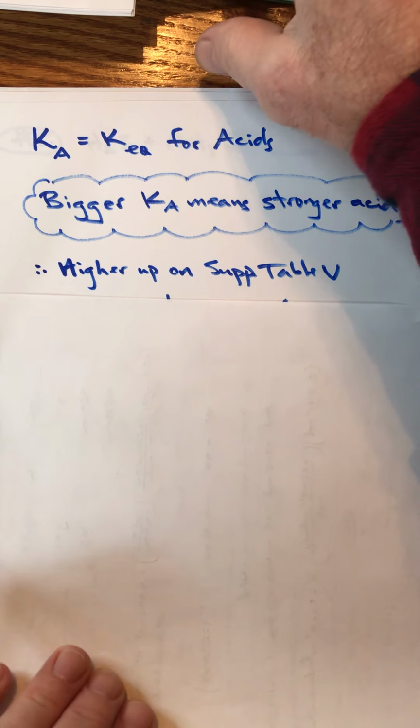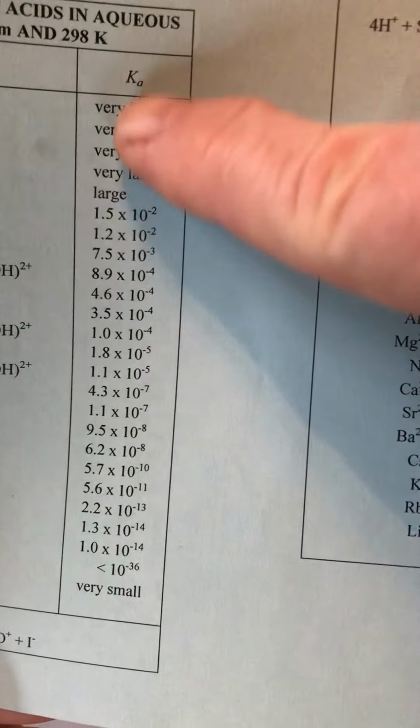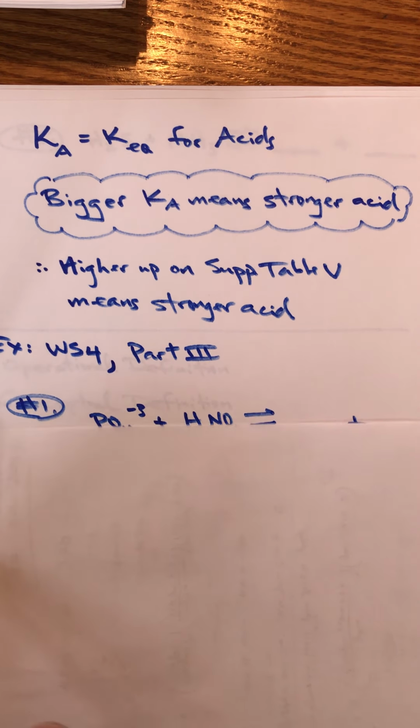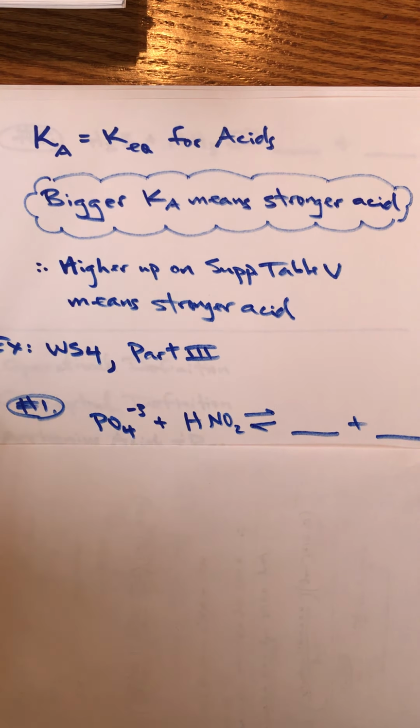So the higher up it is on the table, the stronger the acid it is, because they are arranged in order of, hey, that's really big, to, hey, that's really small. They get smaller as you move down. So let's go to worksheet 4, let's go to part 3, and look at number 1.